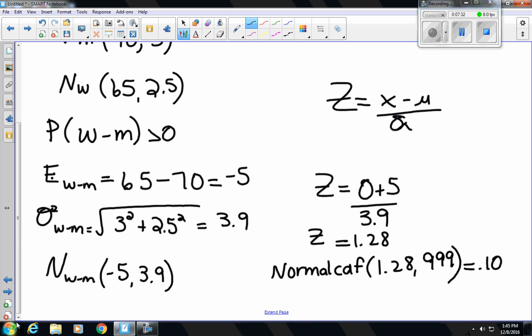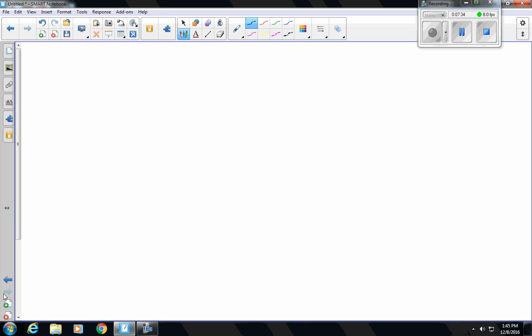Okay, so let's try number 4. 65% of all divorce cases cite incompatibility as the underlying reason. If 4 couples file for divorce, what's the probability that exactly 2 will state incompatibility as the reason?